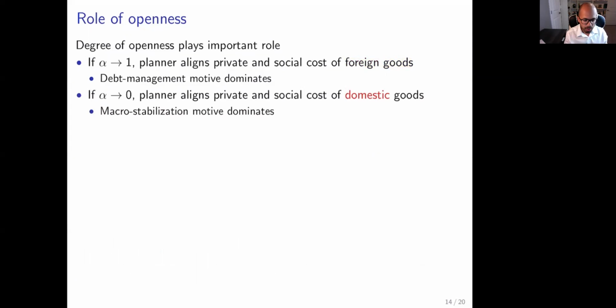If alpha goes to 0, there's extreme home bias. The planner aligns the private and social cost of domestic goods. Now, the planner cares a lot about domestic frictions, and the macro stabilization motive dominates.